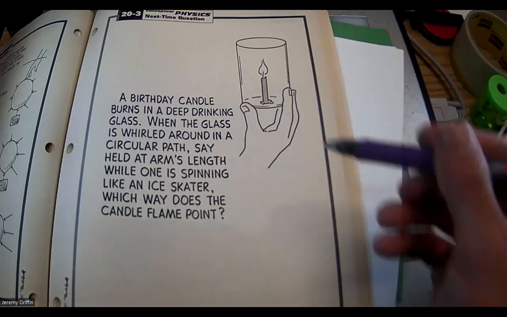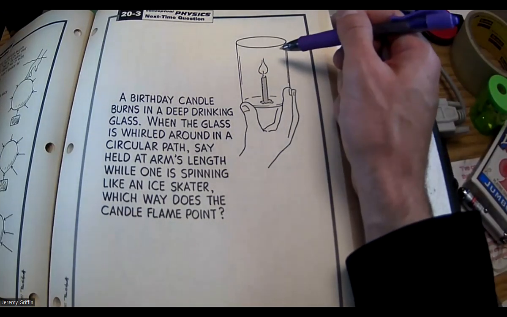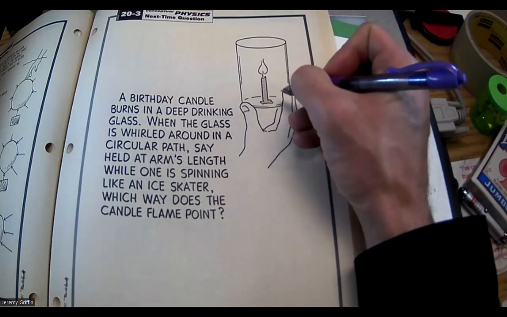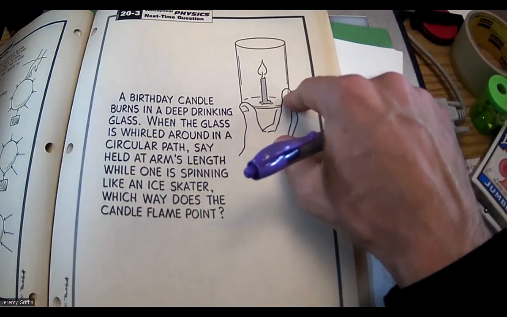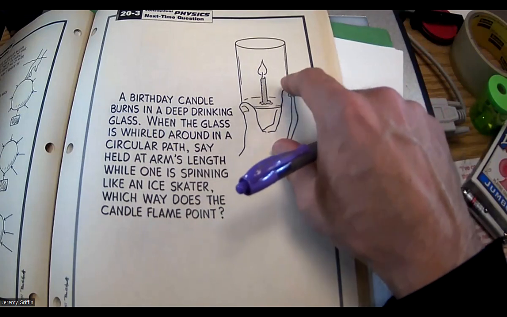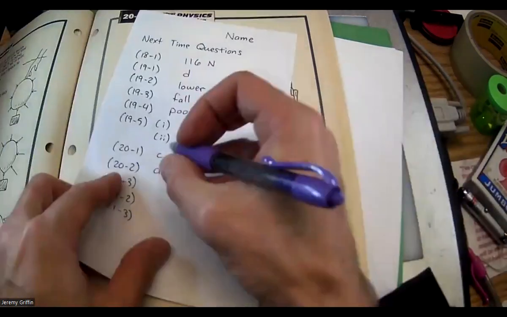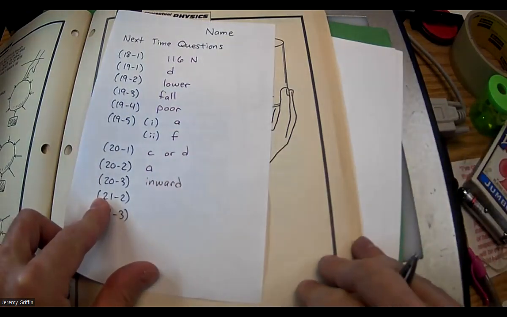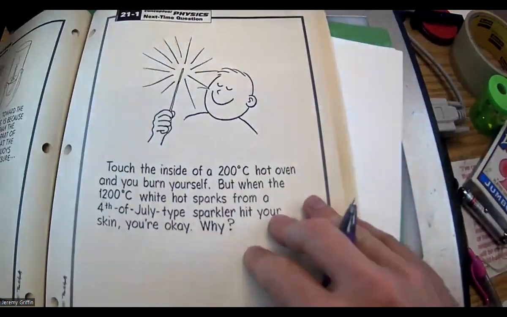Guys, what's more dense, the candle flame or the surrounding air? Surrounding air. Say I also threw a marble in there. If you go around in a centrifuge, the marble's going to go to the outside. All the dense stuff goes to the outside. So which way does the candle point? Inward.